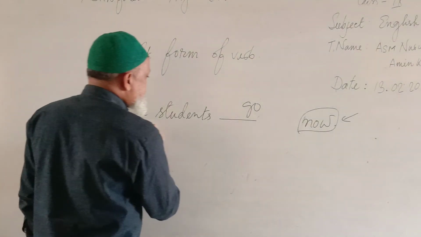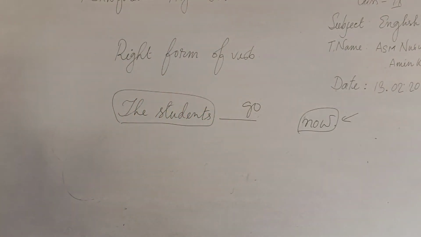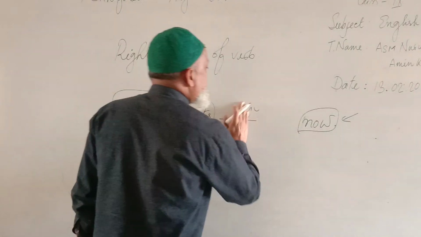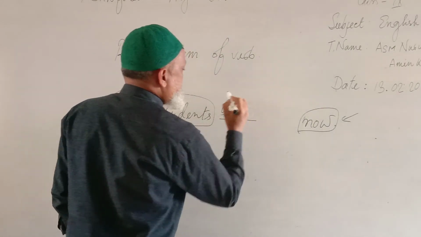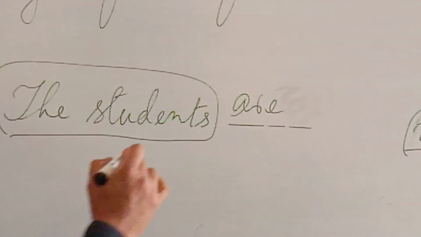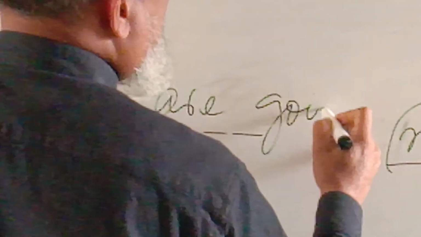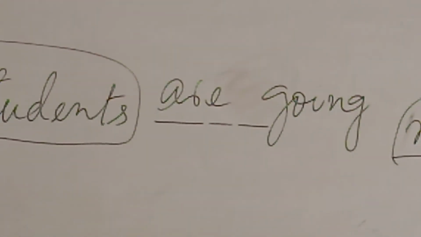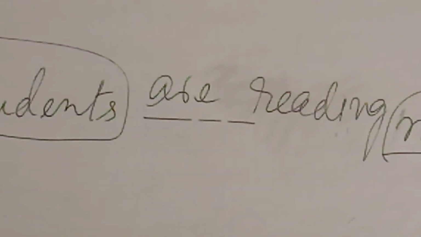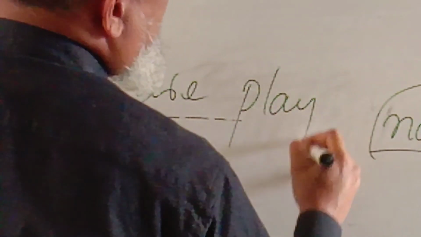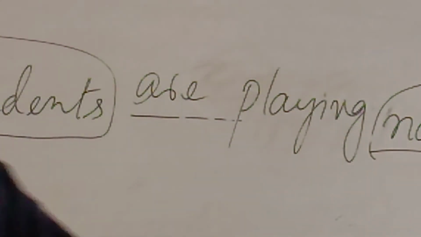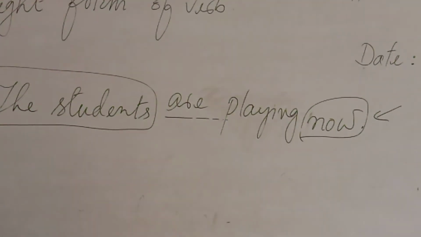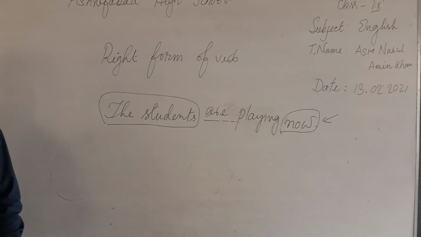Here the subject is plural, so the auxiliary verb will be are. The students are, and for the continuous tense, the verb will take ing: going. The students are going. If we use read here, the students are reading. If we use play, the students are playing.